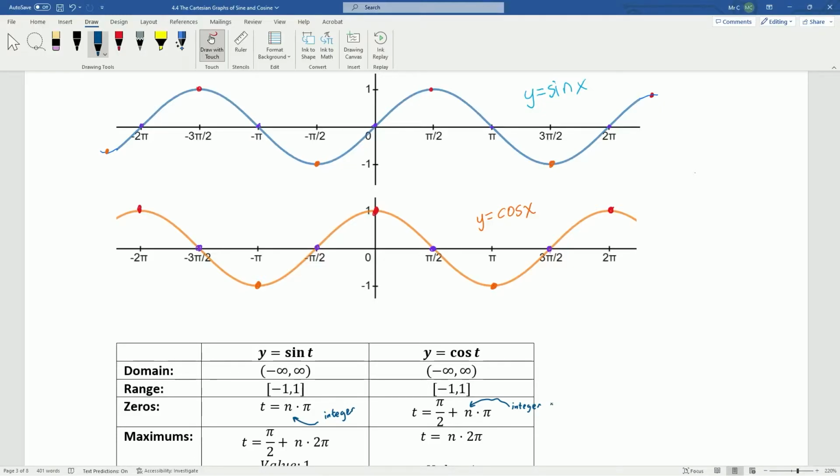Okay, where do the maximums occur? Well, if we take a look at the graph of sine, we see a maximum at pi over 2. And the next maximum occurs 2 pi past that. So the maximums occur only every 2 pi, as opposed to the zeros, which occur every pi. And so for sine, our first maximum can be thought of as the maximum at pi over 2, and then we add integer multiples of 2 pi. And for cosine, our first maximum occurs at 0, and then we can think of our other maximums as being multiples of 2 pi: 0, 2 pi, 4 pi, negative 2 pi, and so forth.